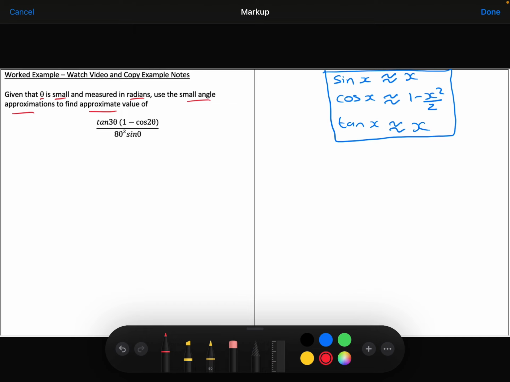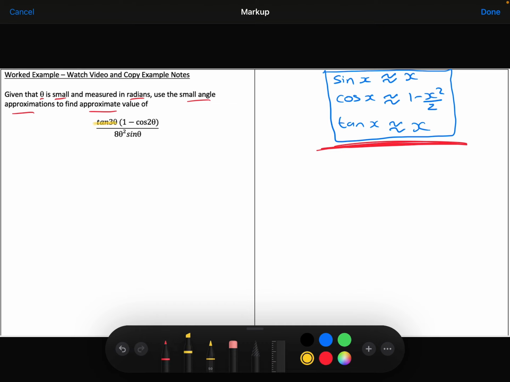So small angle approximations, you're given them on the formula sheet. I've just copied them down over there so they are useful. We know that sine of an angle can be approximated to just be that angle. We know that cos of that angle can be approximated to be 1 minus that angle squared divided by 2. And tan of an angle can be approximated just to be that angle, as long as the angles are small, which they are in this case. So let's go through this then.